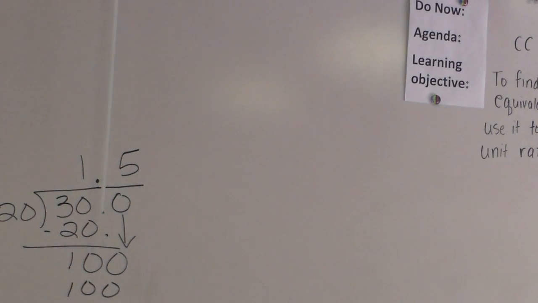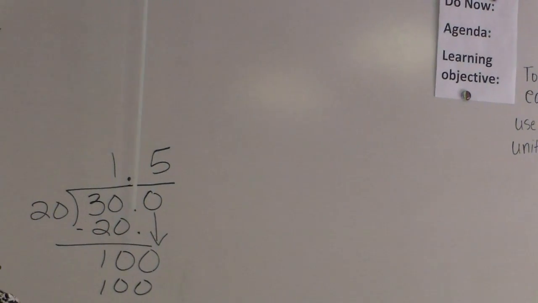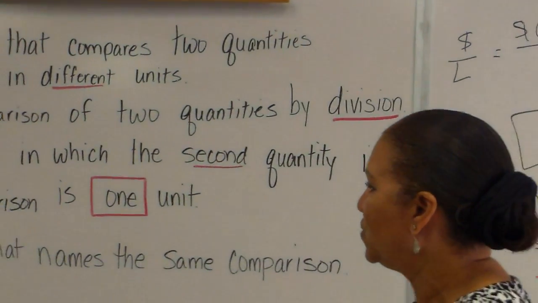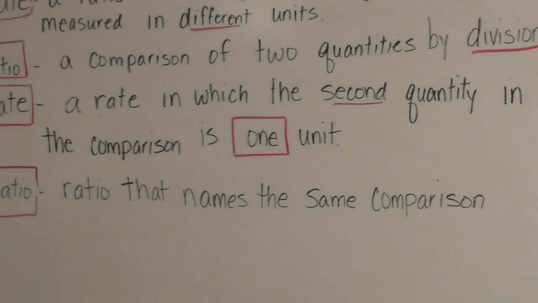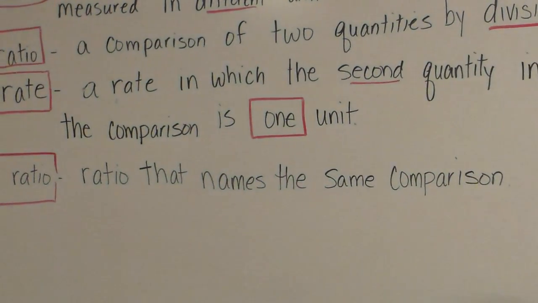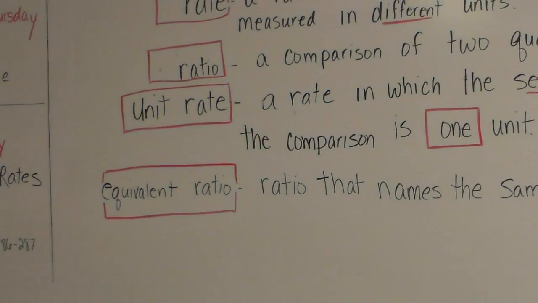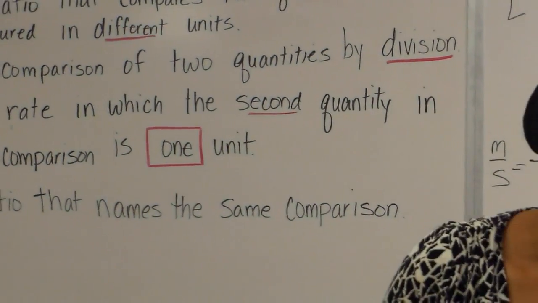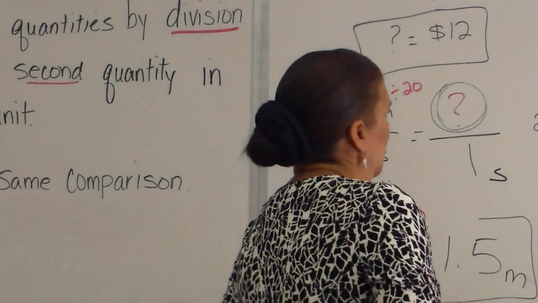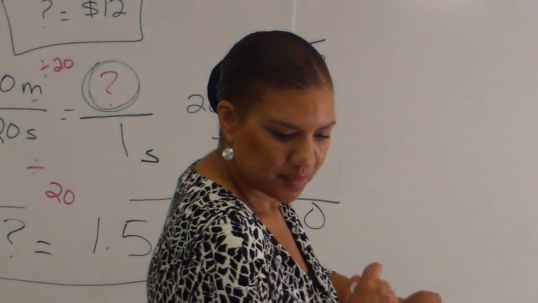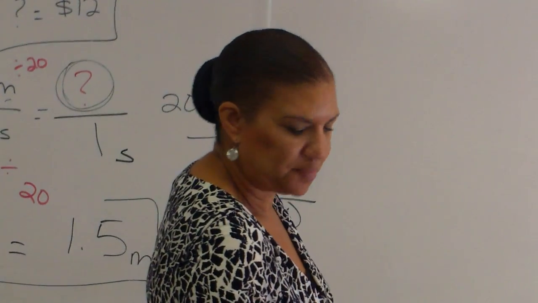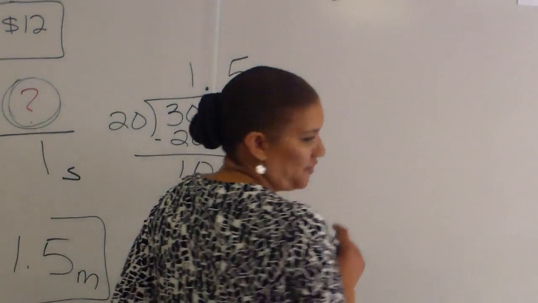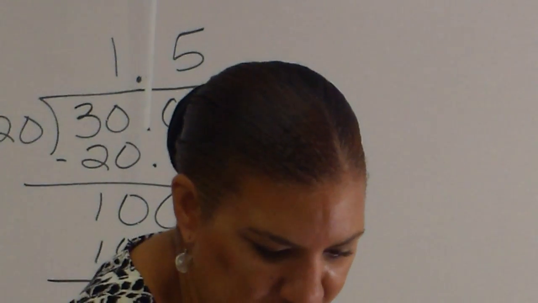All right, so let's turn to page 286 in your math book. I want you to turn to page 286. Let's do this together. I'm going to ask you. Let's solve for the unknown. On page 286, we're solving for the unknown of equivalent ratios.